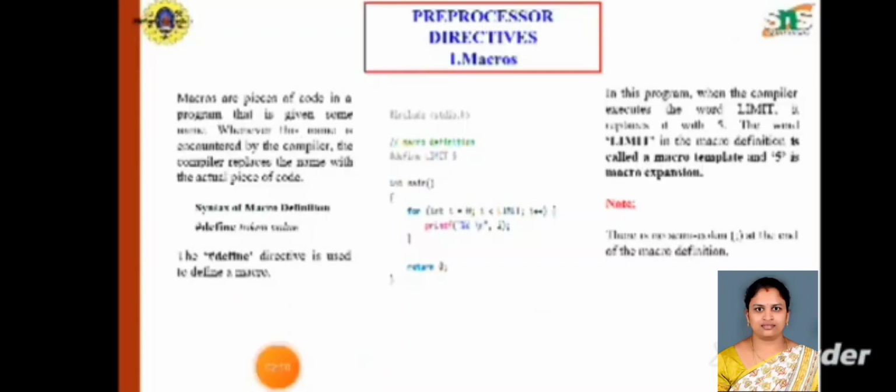So preprocessor directives, macros. Macros are pieces of code in a program that is given some name. Whenever this name is encountered by the compiler, it replaces the name with the actual piece of code. The syntax of macro definition is #define token value. So #define LIMIT 5. This is the best example. In this program, when the compiler encounters the word LIMIT, it replaces it with 5. There is no semicolon at the end of the macro definition.